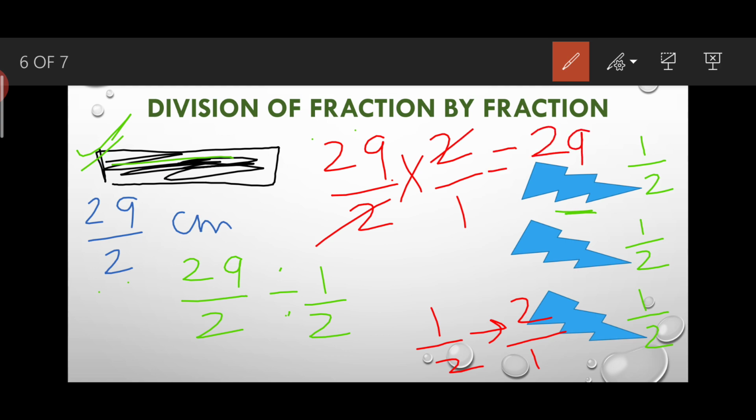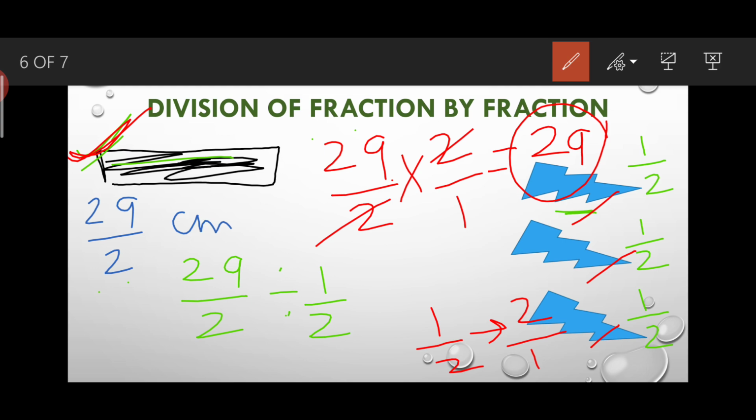That means that out of the paper that is 29 by 2 centimeter, these types of designs can be cut out. 29 such designs can be cut out. Okay, is that clear? So for division of fractions you just have to change the division sign into multiplication, and take the reciprocal of the divisor. That's it, and then you just have to solve it further.